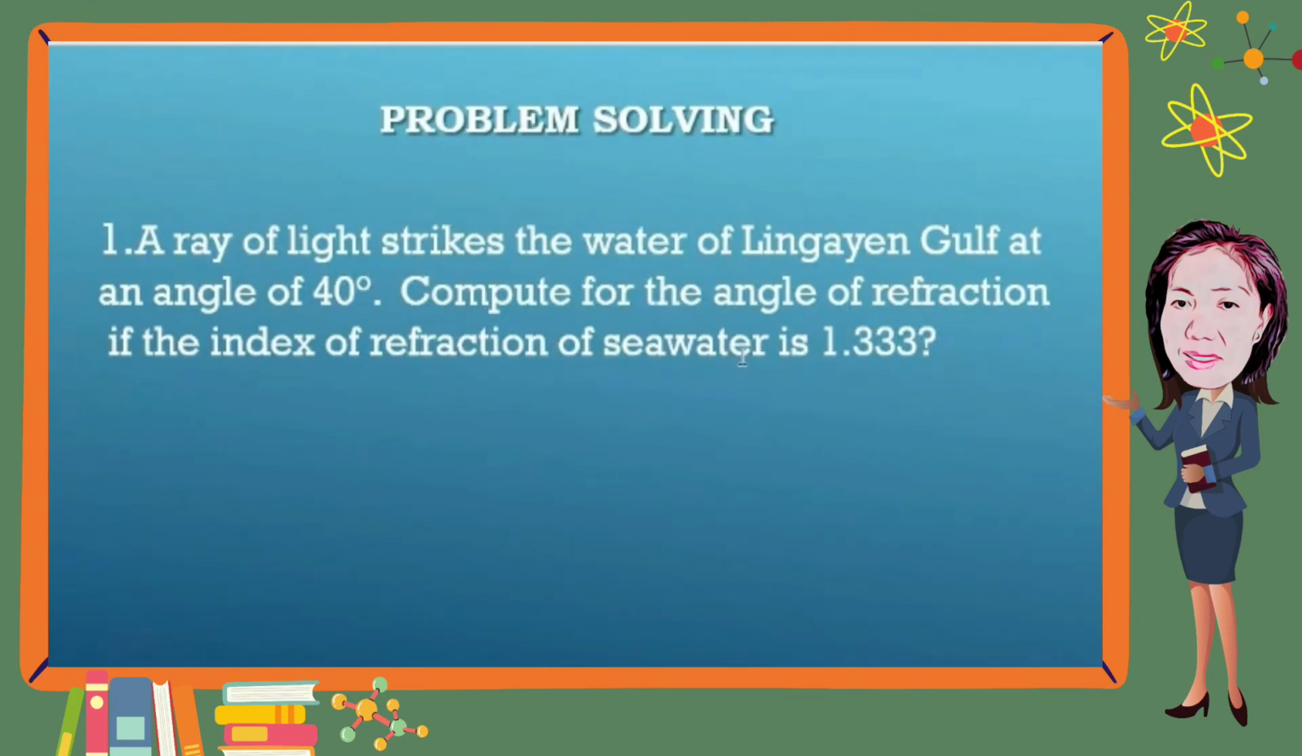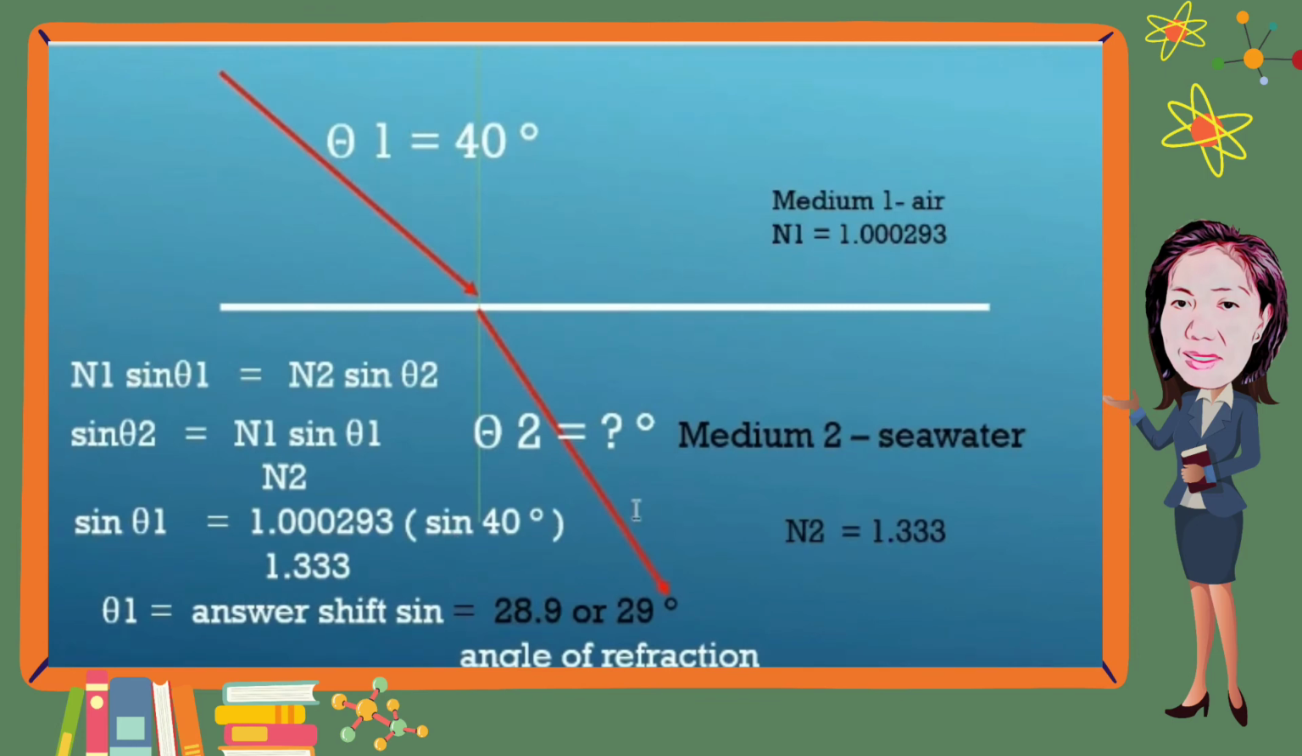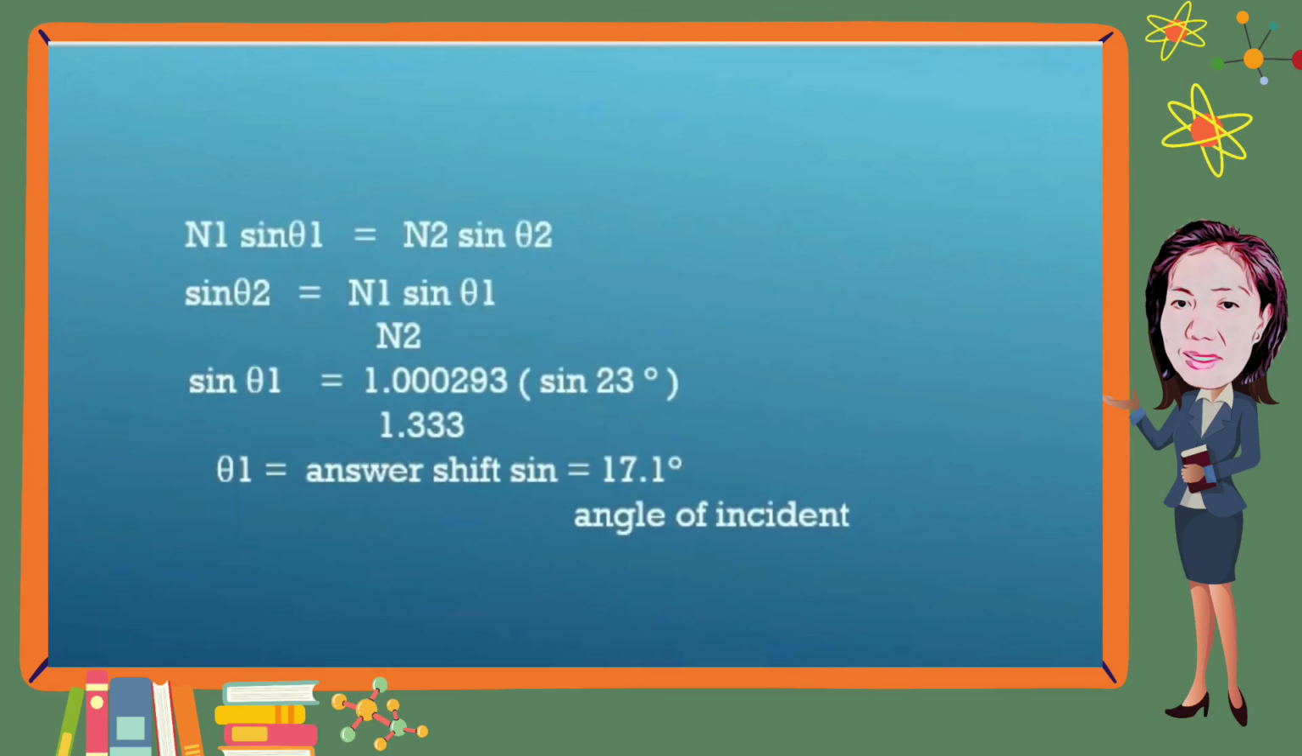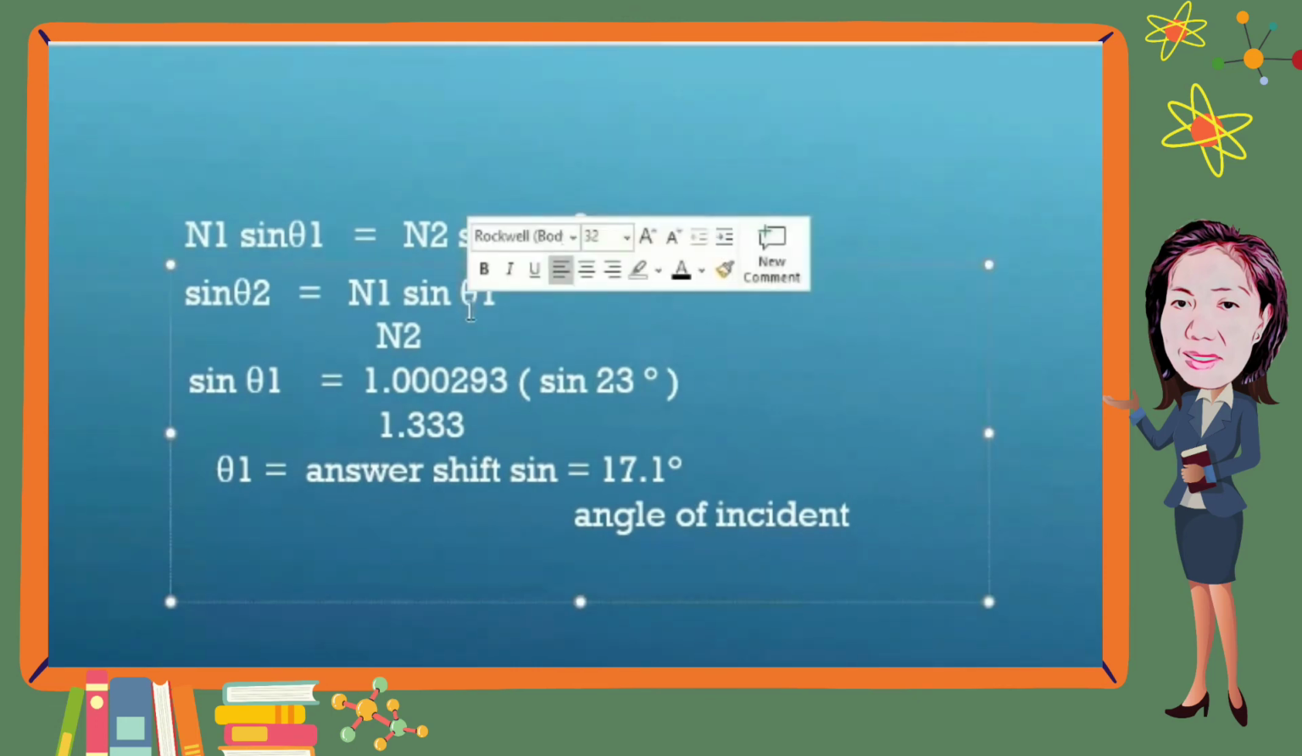Okay, how about ang N2, given ba? Okay, nasa problem, nakasulat dito na index of refraction of seawater. Okay, meaning, itong medium 2, after siya nag-pass through sa air, pumunta siya ngayon, nag-travel na naman ang light sa seawater. That's the medium 2. And the index of refraction of medium 2 is 1.333. That is given in the problem. So what is asked? What is asked is the angle of refraction.